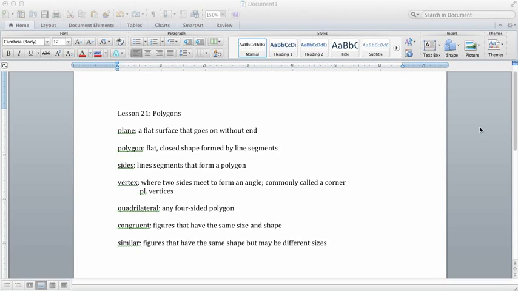Hi everyone. Today we're going to talk about lesson 21, polygons. The first thing I would like you to do is write down all of these definitions along with the illustrations, please.